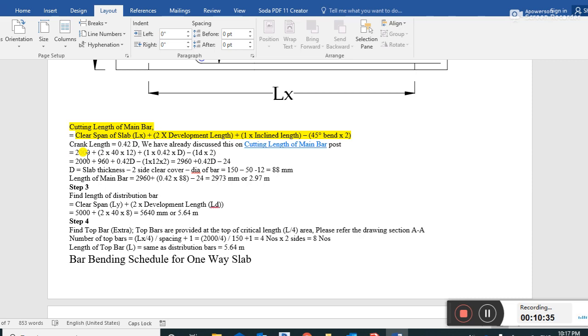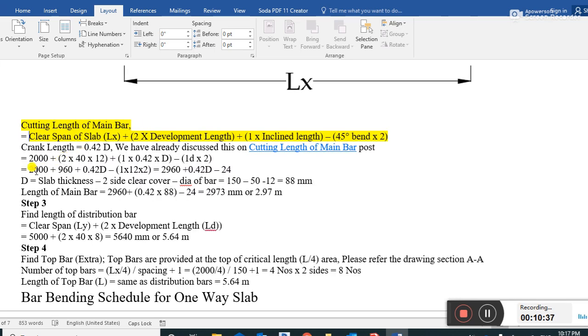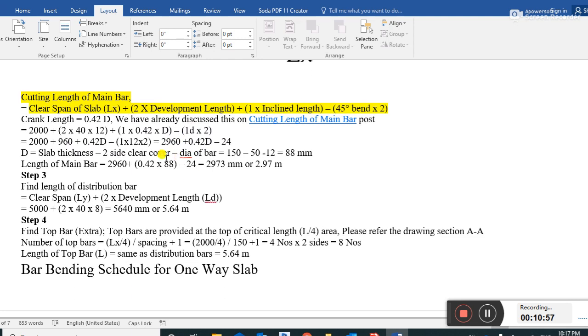We just put the values simply: 2000 plus 2 into 40 plus 12 in this formula, plus 1 into 0.42. We just put the development length. Development length is 0.42d, where d is the thickness, plus 1 into d. Just compute all these values here.